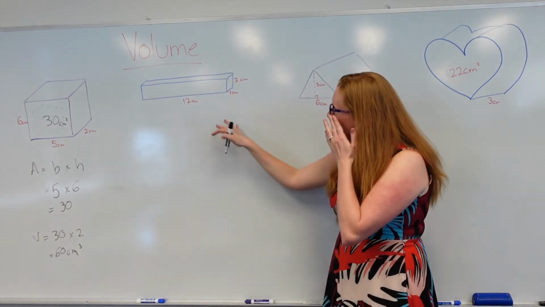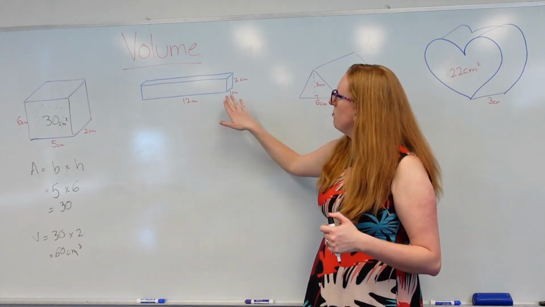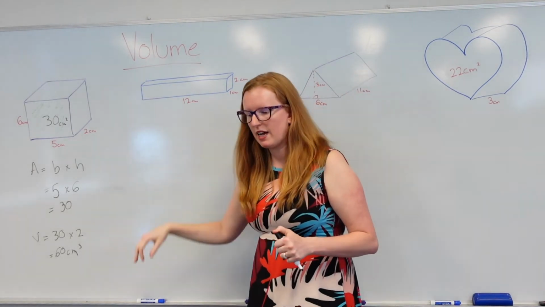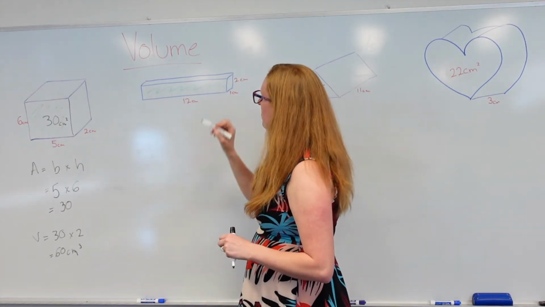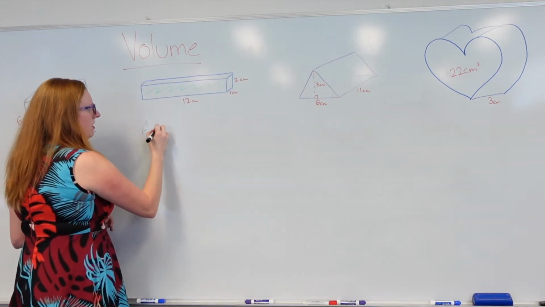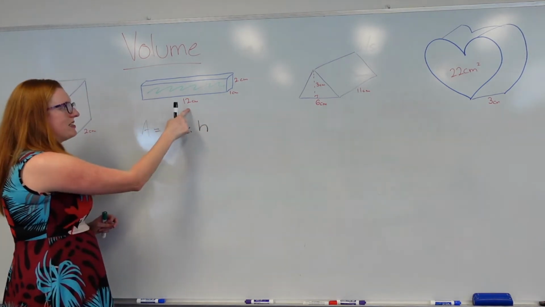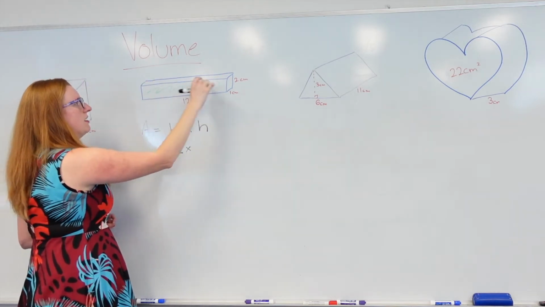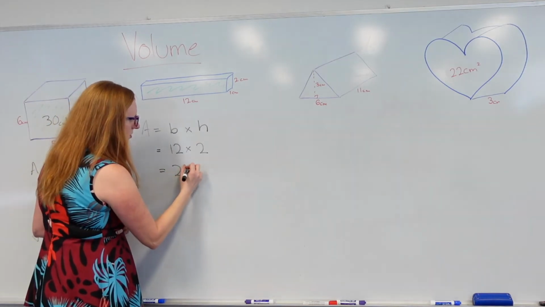Alright, let's have a go at this one here. Here we've got another rectangular prism. It's 12 by 2 by 1. So again, first step is to calculate the area of the front face. So I want to calculate how big that front face is. So I'm going to be going area is equal to base times the height. So my base is 12 and my height, which is this length here, is 2. So 12 times 2 gives me 24.